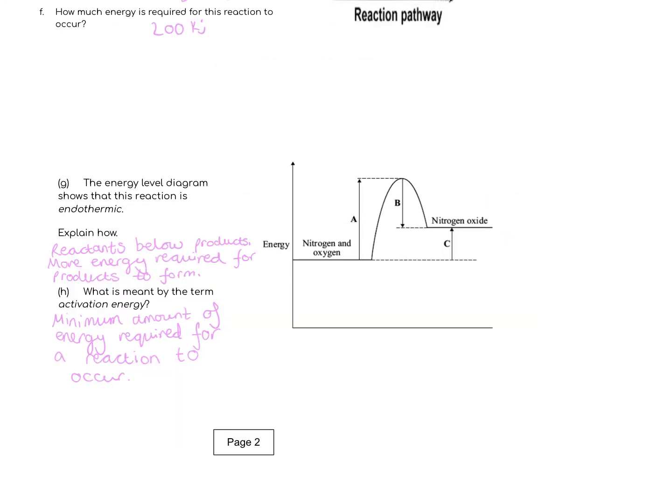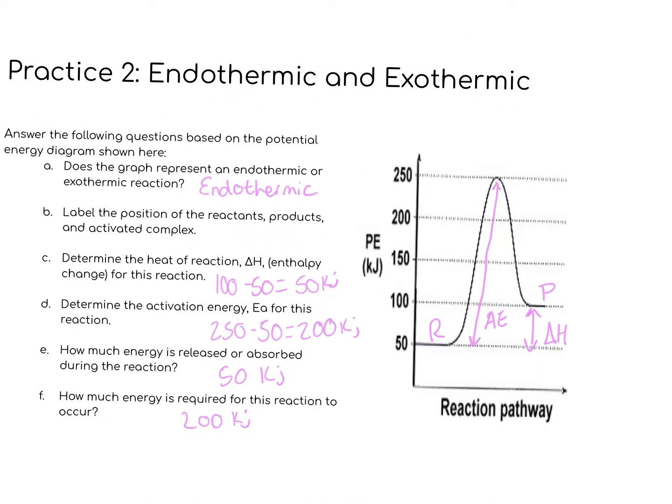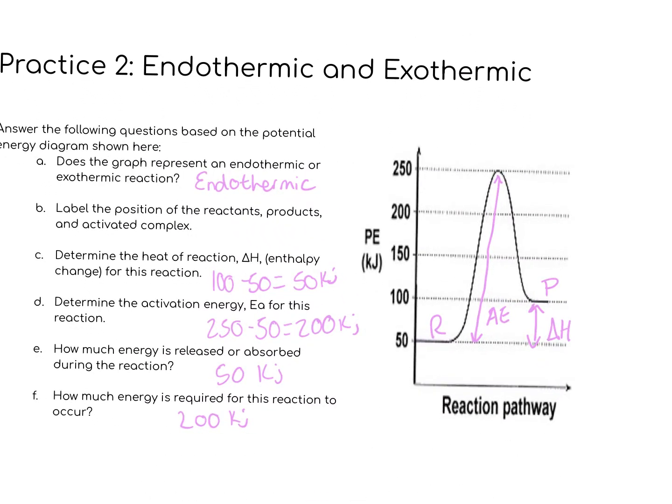Next one then, looking at endothermic and exothermic. The first question here asks you to say whether it was exothermic or endothermic. It's endothermic because the products are higher up. Label reactants, products, activation energy, and delta H. Okay, activation energy always goes from reactants to the top of the hump. Determine the delta H, so that's reactants minus products.